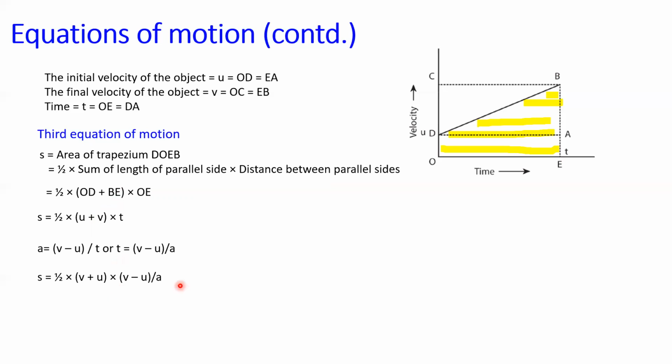So this is in the form a plus b into a minus b, which can be given as a square minus b square. So we'll get v square minus u square by 2a. Cross multiplying, we'll get 2as is equal to v square minus u square, where v square is equal to u square plus 2as. This is the third equation of motion.